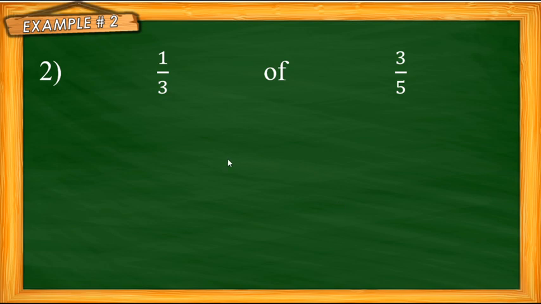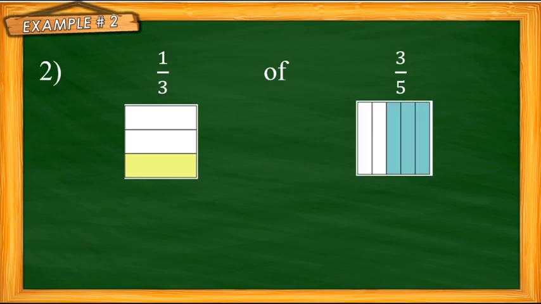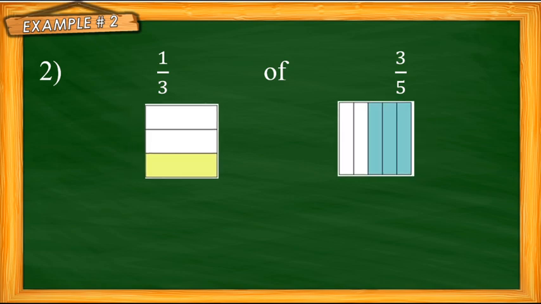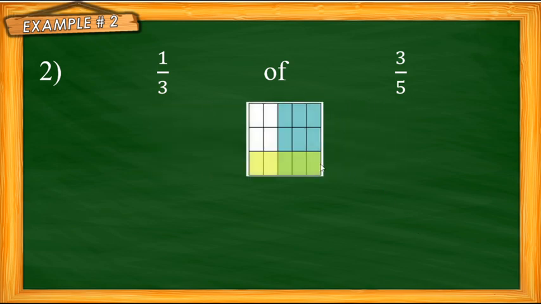Example number 2. 1/3 of 3/5. So this will be 1/3 of 3/5. Okay, so combine. This would be the new illustration. How many double shaded regions do we have? We have 1, 2, 3. We have 3. And then we have 15 small rectangles. So 3/15 has a common factor, so we can turn this into 1/5. This would be the final answer.